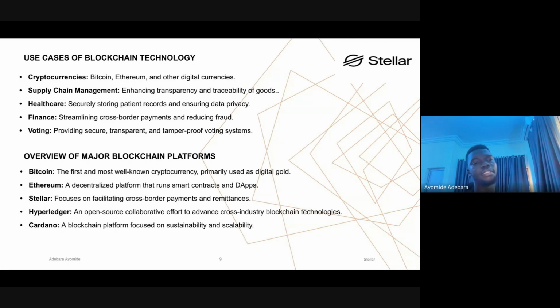Another thing is supply chain management. Now, all of these things we are talking about as use cases of the blockchain technology, I want you to have them at the back of your mind, because we're also going to be having competitions.